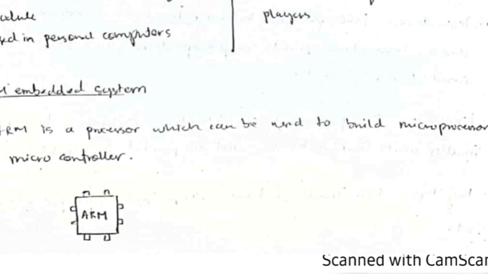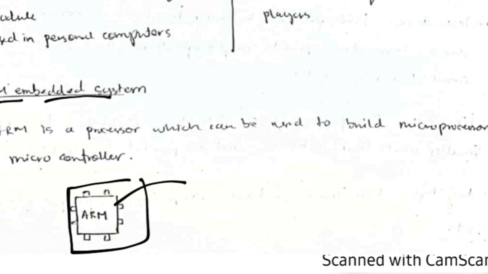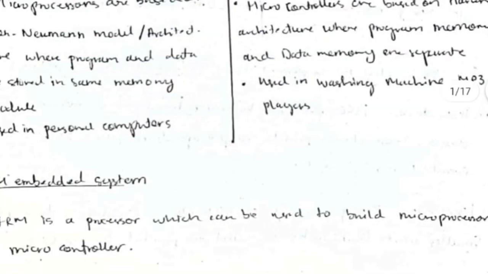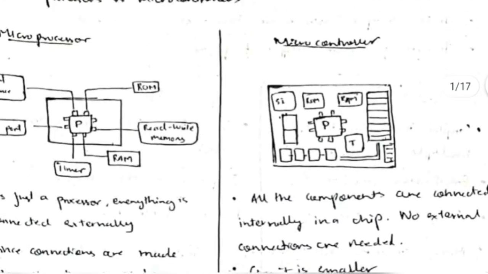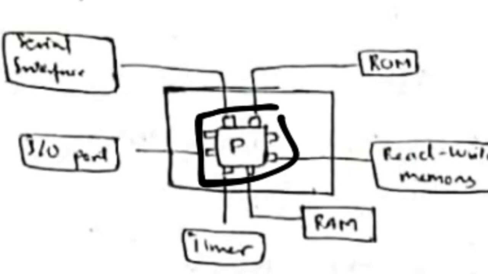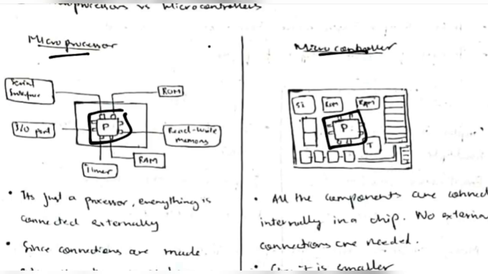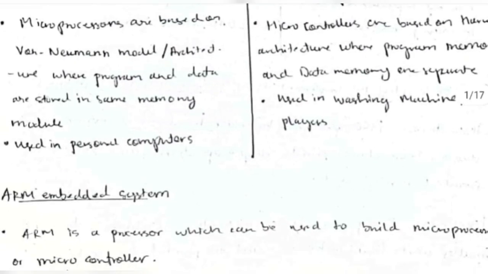After knowing the difference, the next thing you need to know is what an ARM embedded system is. ARM is nothing but a processor. It can be used to make a microcontroller or microprocessor. See here, in both microprocessor and microcontroller, the main part is the processor. That is present in both of these, and the company has manufactured the processor which is known as ARM. This processor has some special features which we will look at in the upcoming topics.